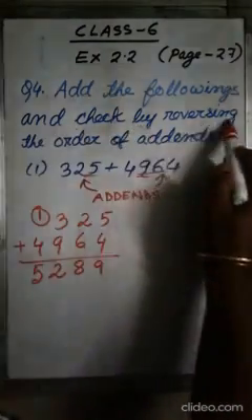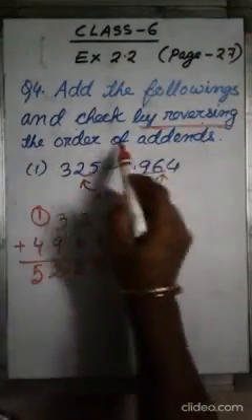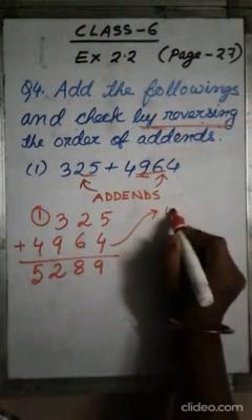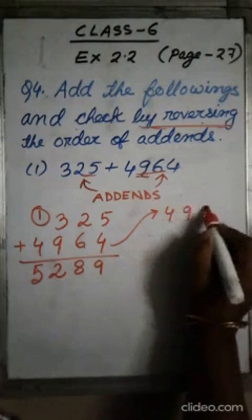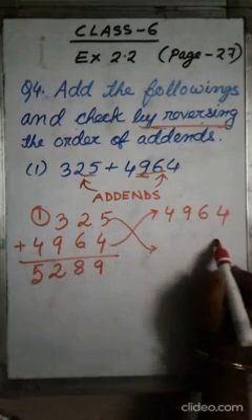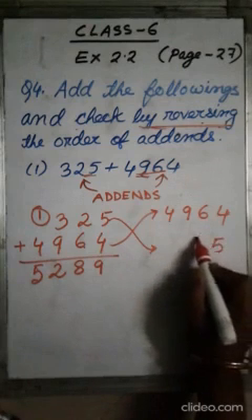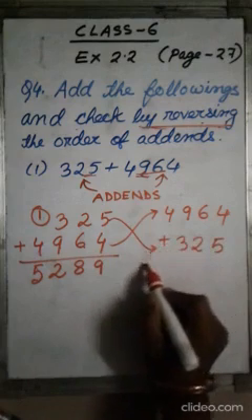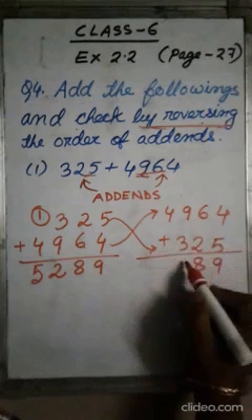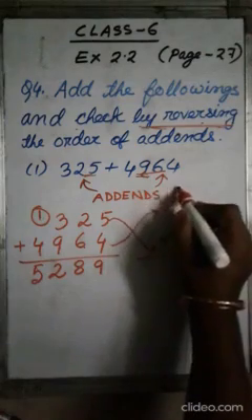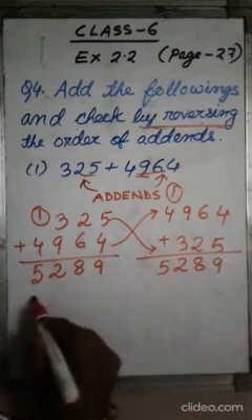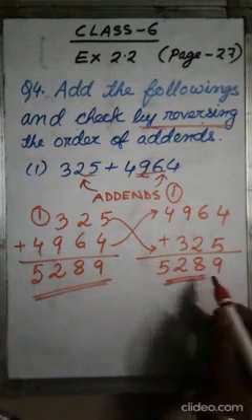and check by reversing the order of addends. So this number I shall write in the first position, first place, 4964. Then this will come to the second place, second position, 523. Now you add 5 plus 4, 9, 6 plus 2, 8, 9 plus 3, 12, 1 is carried forward, 4 plus 1 is 5. In both the cases, we have got the same answer.